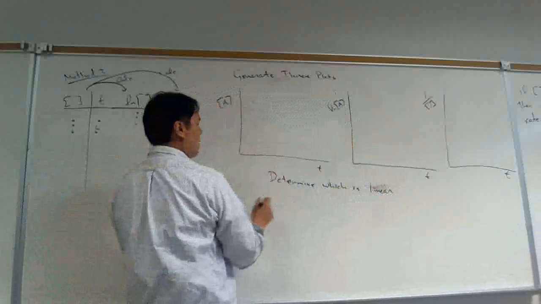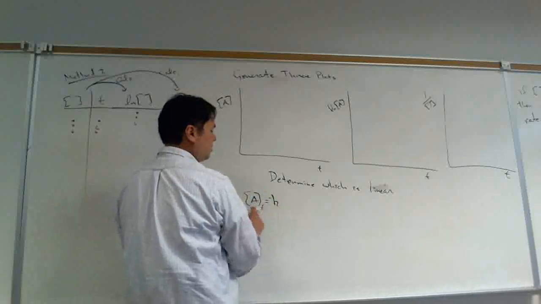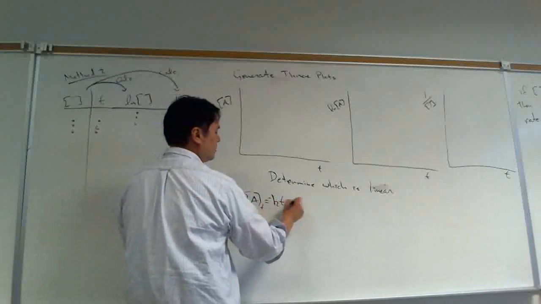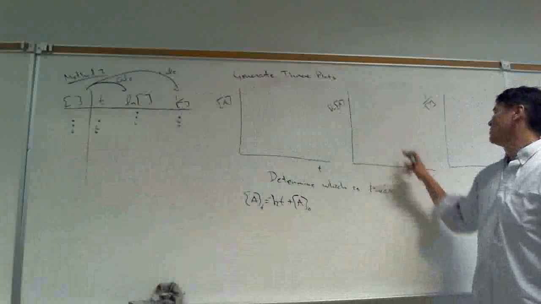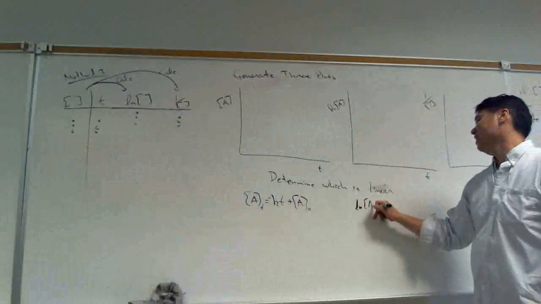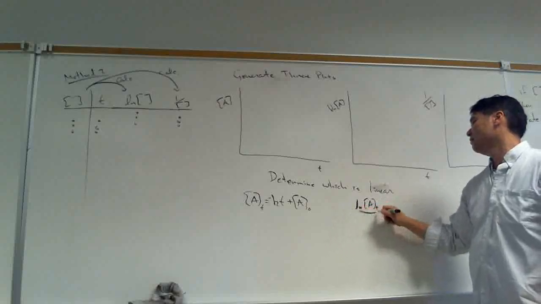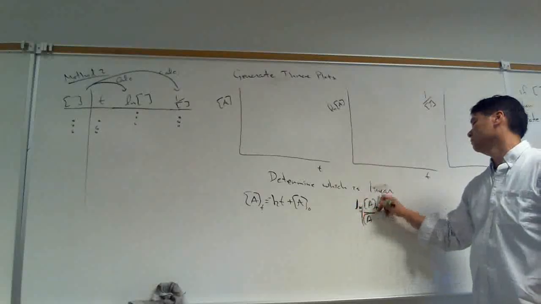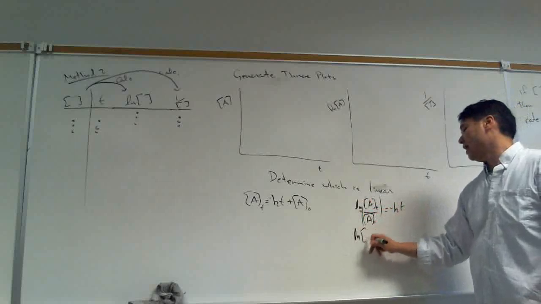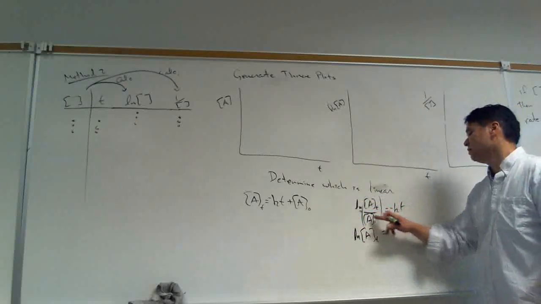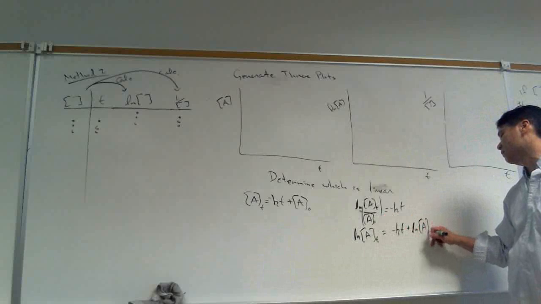If the A versus time plot is linear, then we know it obeys this law: concentration of A at time t is equal to minus kt plus concentration of A at time 0. The ln of A versus t plot comes from this. If we take the integrated rate law, it's ln of A at time t divided by A at time 0 is equal to minus kt, which means that the ln of A at time t is equal to minus kt plus the ln of A at time 0, using the property of logs.